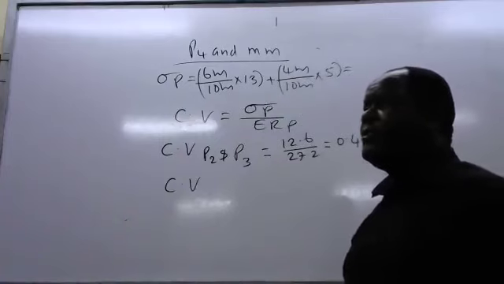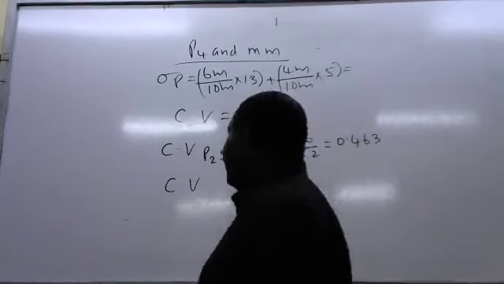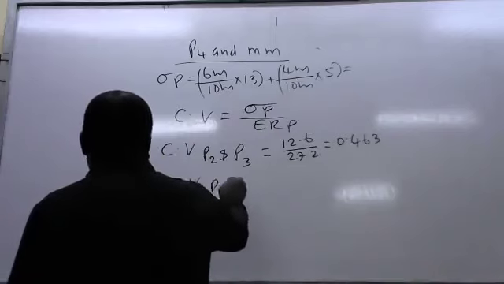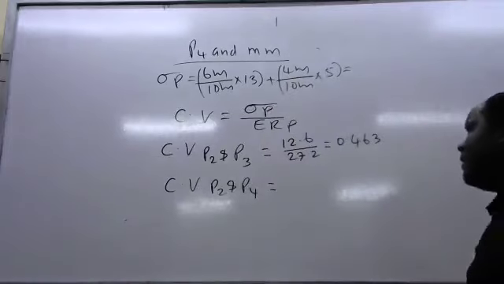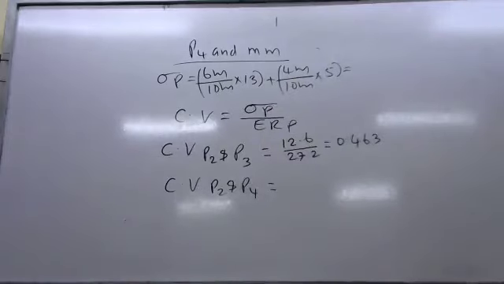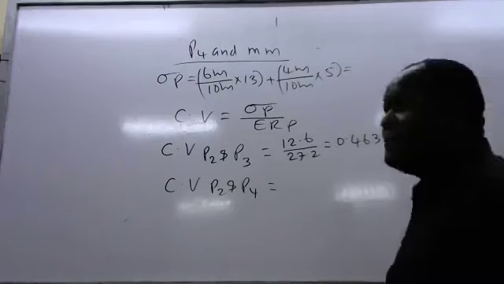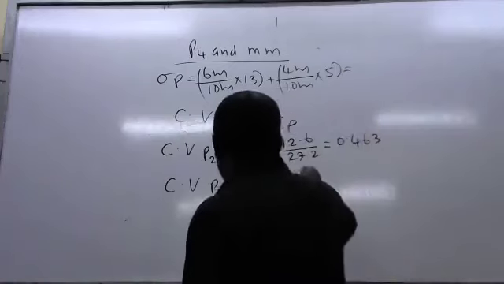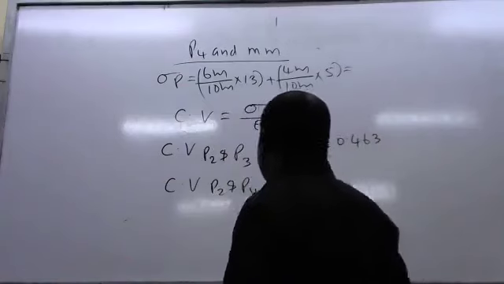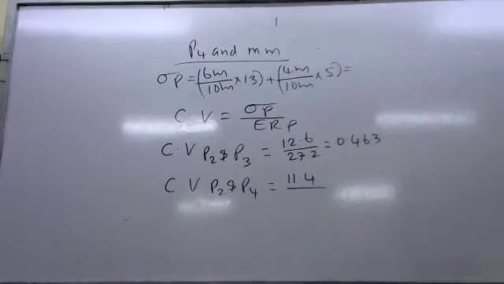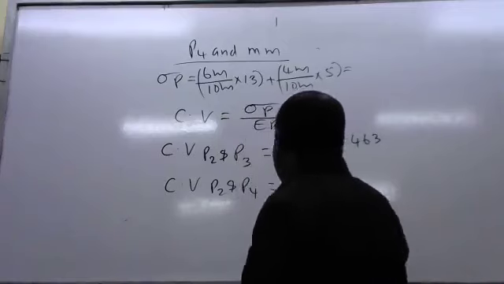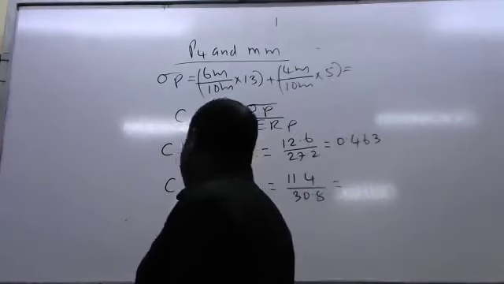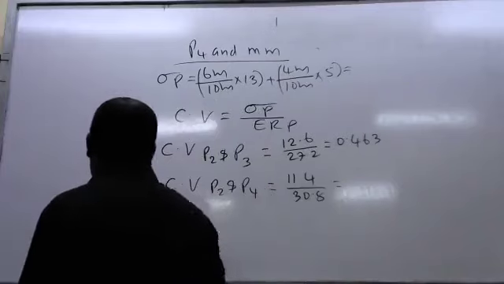Then we also compute the coefficient of variation of the next combination that we accepted. The next one was project what and project what? So project 2 and project 4. What was the standard deviation for project 2 and project 4? We calculated today, 11.4. Then what was the expected return of that combination? We calculated 30.8.